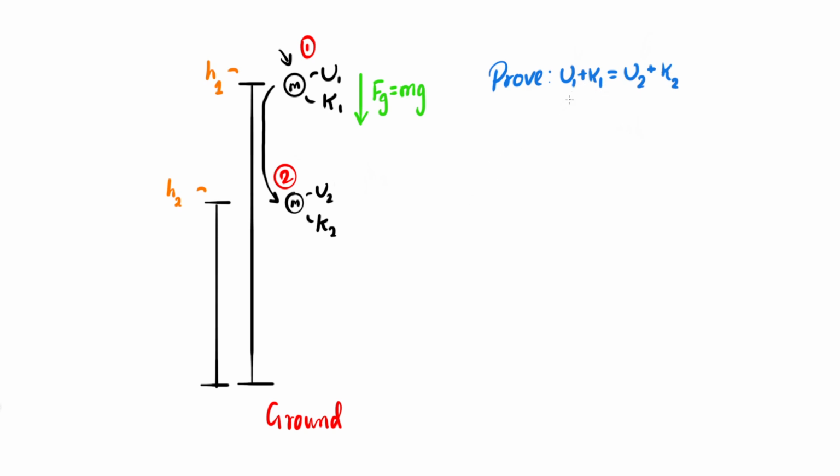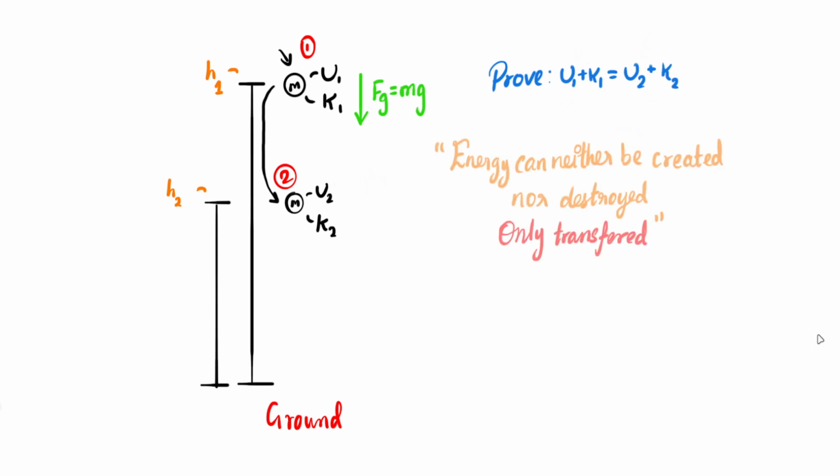So that is the kinetic energy, and U is represented as gravitational potential energy. In this case, we are talking about gravitational potential energy, where the only force acting on the object is mg. We state this mathematically through the principle of energy conservation, where energy can neither be created nor destroyed, only transferred. So in a system, the net energy is the same. It can only be transferred from one form to the other.